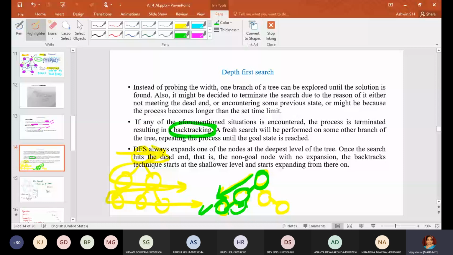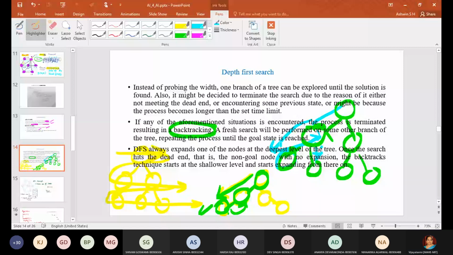Say, for example, you have come like this, you have come like this. When you realize here that the next step you can't take, then you come one step back. After that you start exploring, asking, does it have any other child? Then you go like this. So one step back you go and do backtracking.